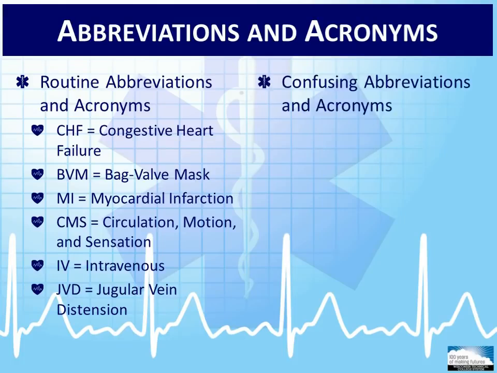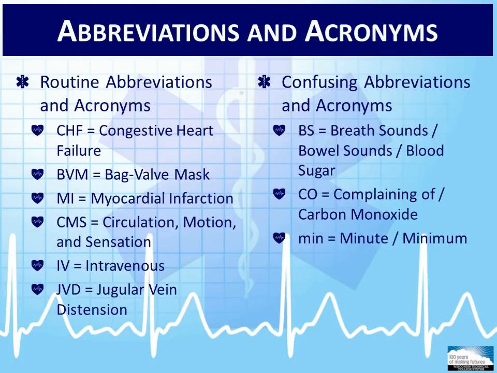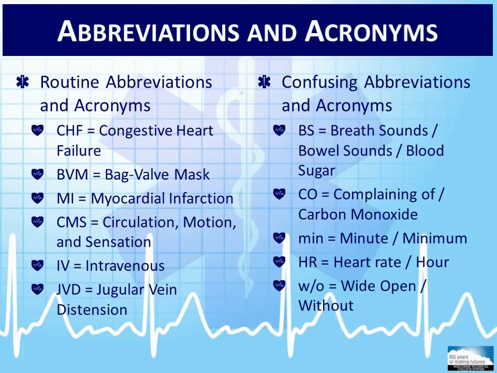There are also numerous acronyms and abbreviations that can mean multiple things. For instance, BS can be breath sounds, bowel sounds, or blood sugar. CO routinely means complaining of, but can also be carbon monoxide. Min can refer to minutes as a measure of time or can also mean minimum. HR is heart rate or hour. W/O can be wide open or without.